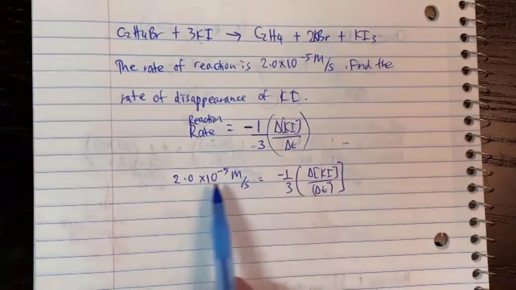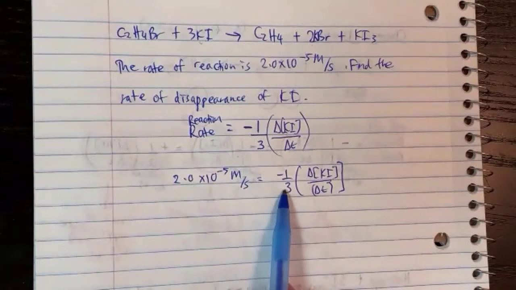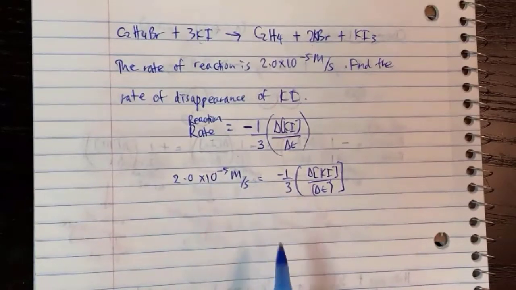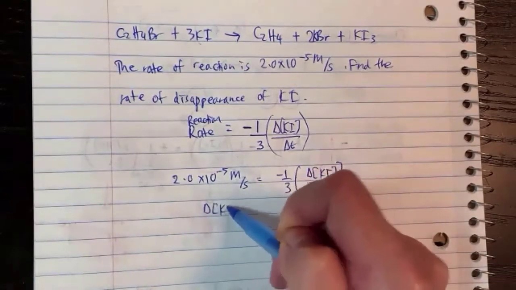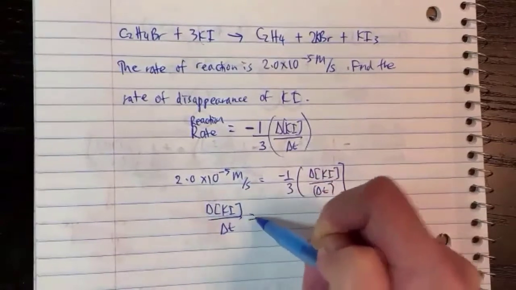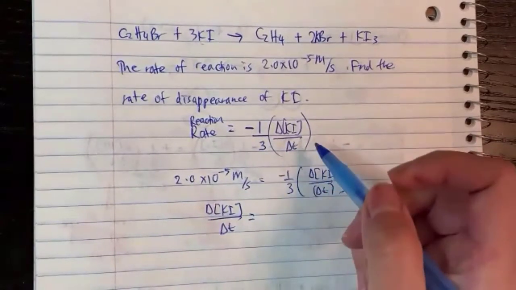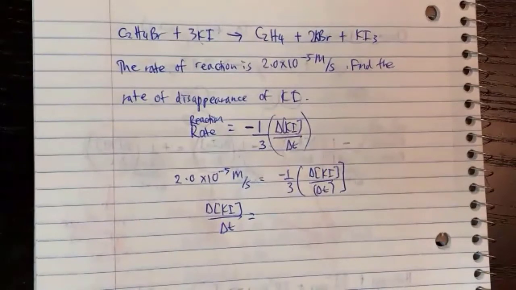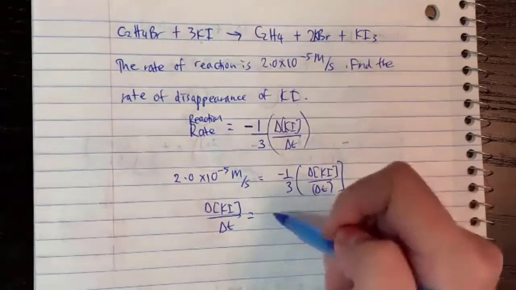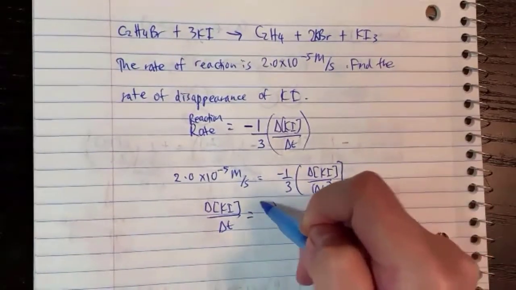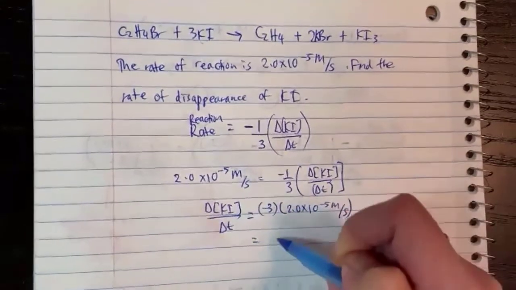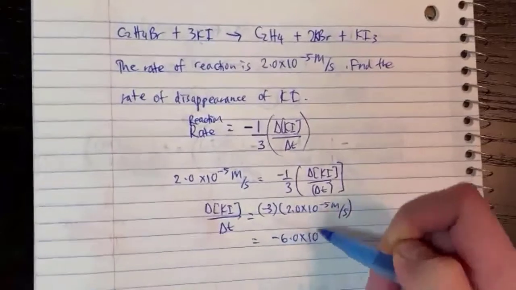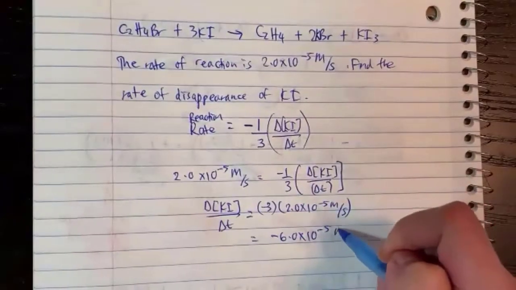So all you do is take 2 times 10 to the minus 5 times -3, right? So you end up getting your answer for delta KI over delta T. That's going to be -6.0 times 10 to the minus 5.